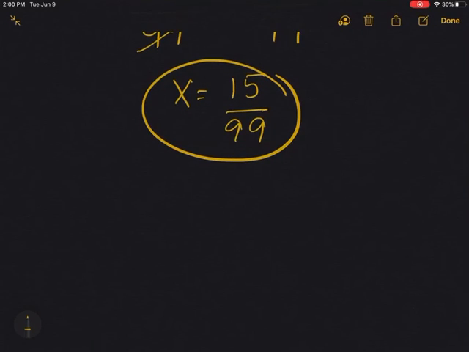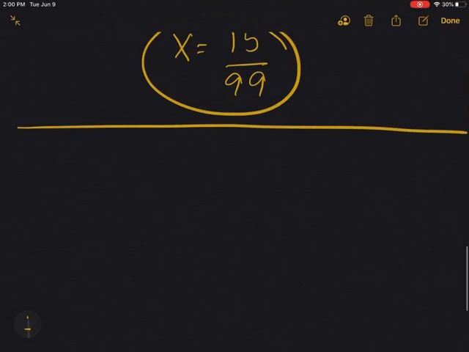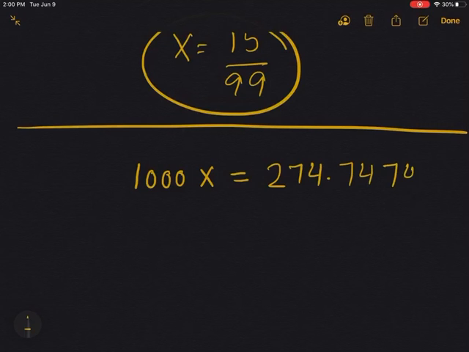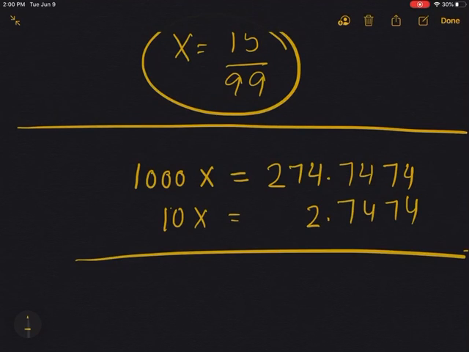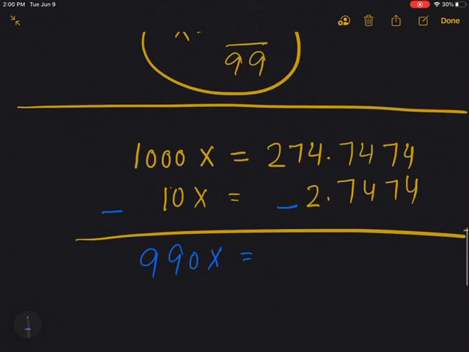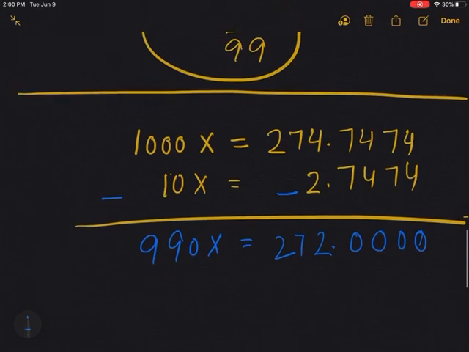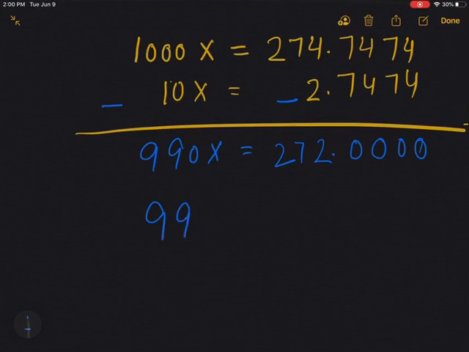Perfect. One more example. This time I'm just going to start out with the equation, since we already have the equations set up for us. I have 1000x for my first equation, and for my second equation, it's 10x, which is 2.7474. Subtract. So 1000x minus 10x would be 990x. On this side, the zeros cancel, so it would be 272. Let me just rewrite this.